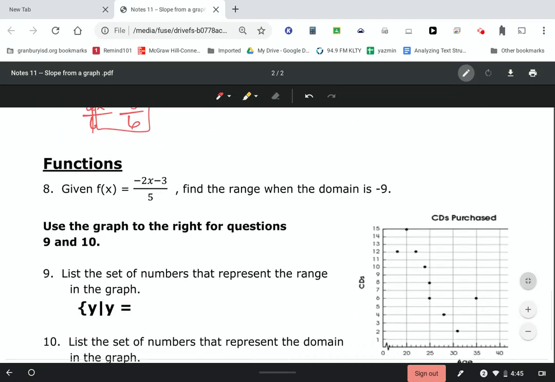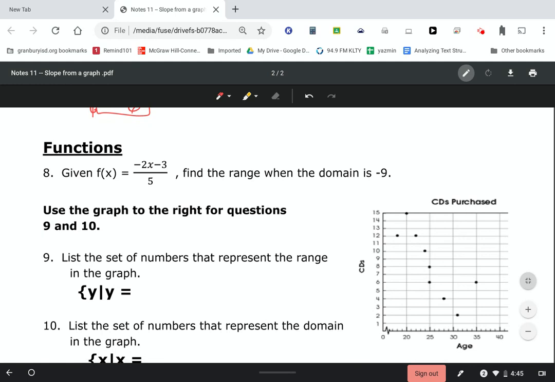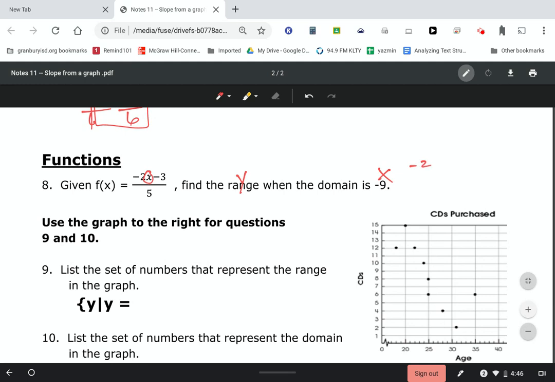All right, so let's take a look at functions. Given f of x equals -2x minus 3, divided by 5, find the range, so we have to find our y, when the domain is -9. So basically, right here, we're going to put a -9. So we're going to have -2 times -9 minus 3, divided by 5. So -2 times -9 is 18, minus 3, divided by 5, and 18 minus 3 is 15. So 15 divided by 5 is 3.